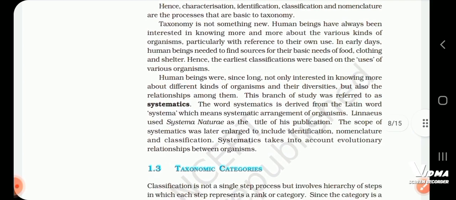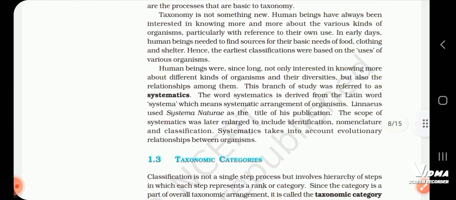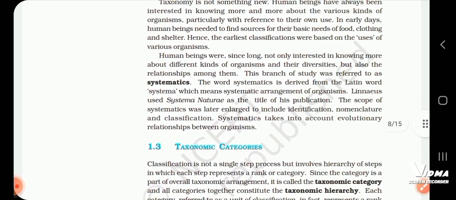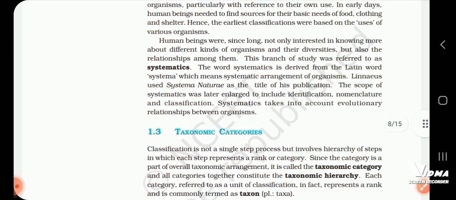Taxonomy is not something new. Human beings have always been interested in knowing more and more about the various kinds of organisms, particularly with reference to their own use. In early days, human beings needed to find sources to meet their basic needs of food, clothing, and shelter. Hence, the earliest classifications were based on the use of various organisms.